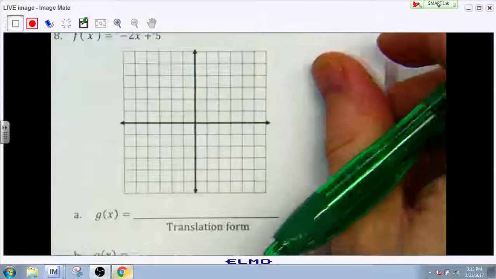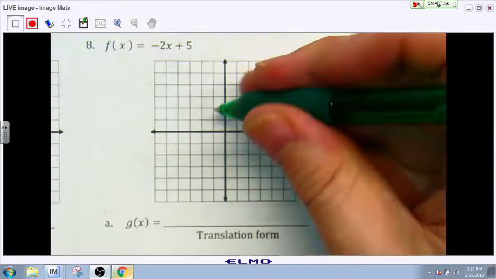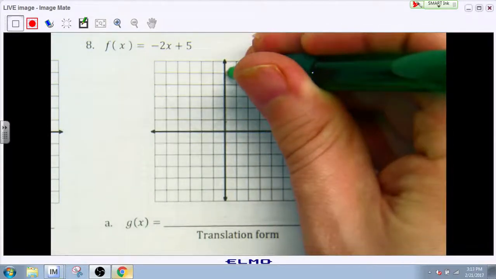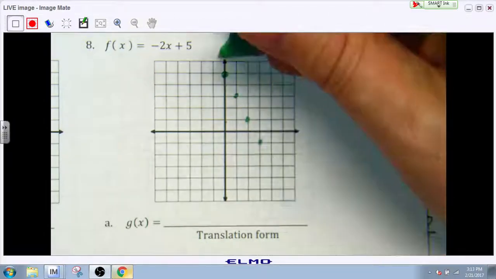For these problems, the next one's down. It gives us an equation that we're supposed to graph. So I go up 1, 2, 3, 4, 5. I go down 2 over 1. Okay, so here's my line.